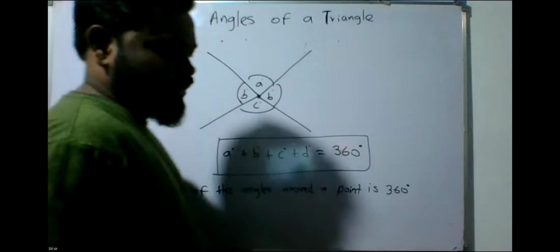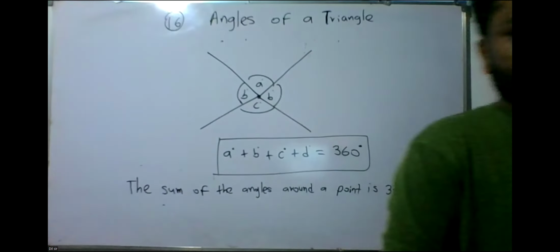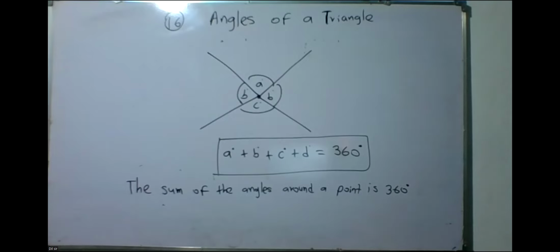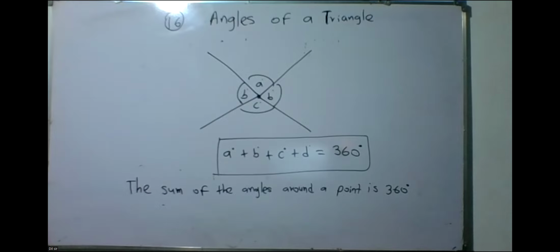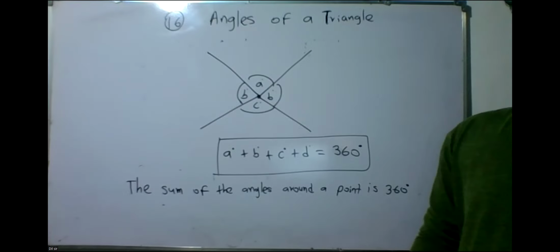Grade 8 knowledge. That's why this is only revision, na. The sum of the angles around a point is 360. Take a screenshot.